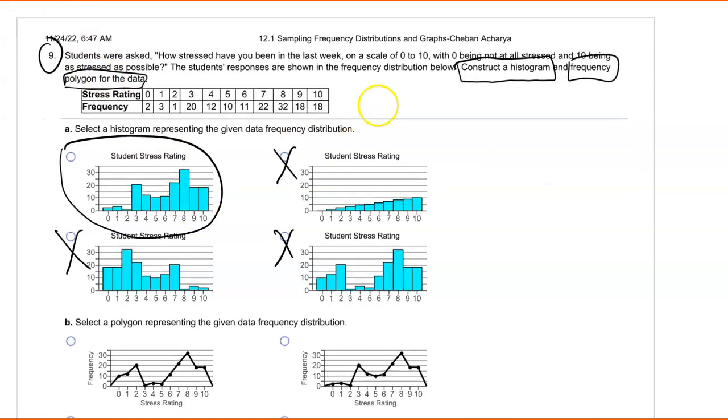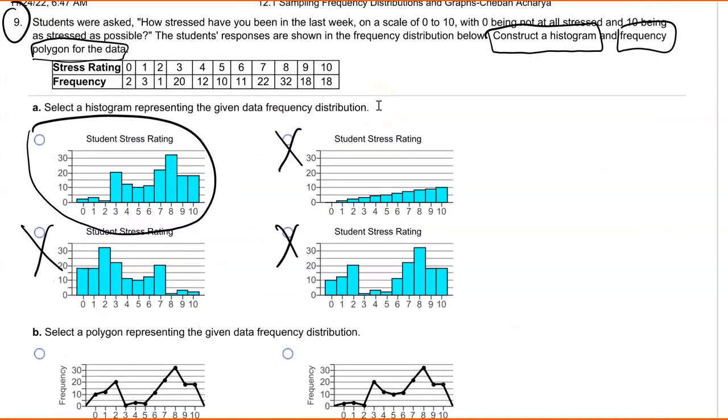Now construct the frequency polygon. What you have to do is this. Since this is the correct histogram, you find the midpoint of each bar. Now you connect those midpoints by a line like this. Start from the origin, like 0, and connect like this. It has to be a straight line, not a curve.